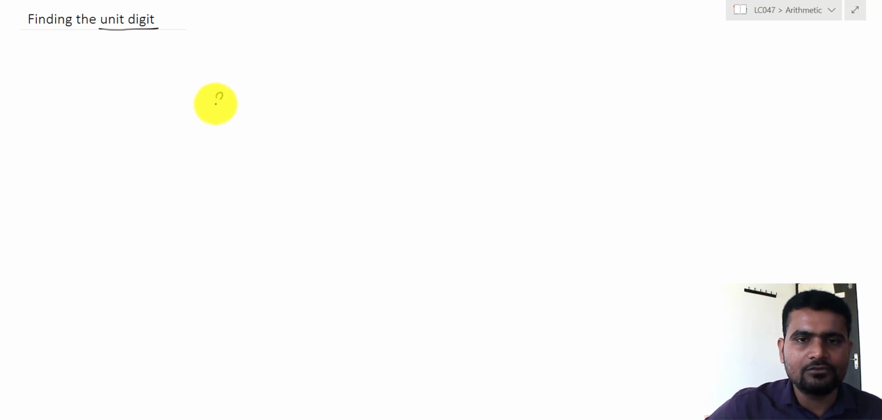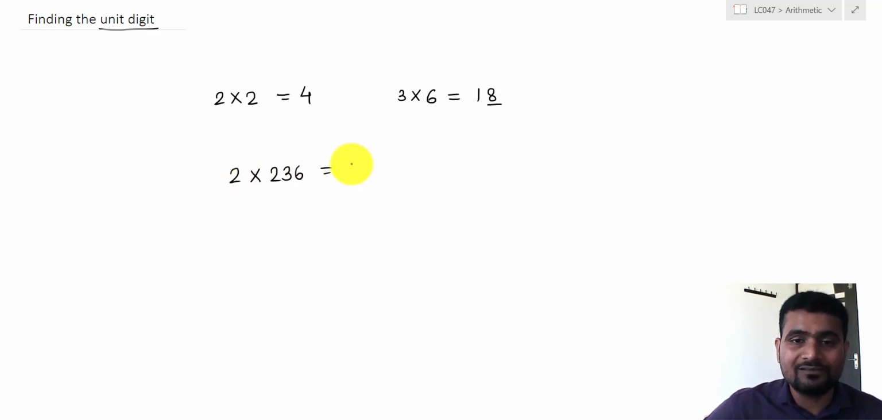Like if I tell you, what is the unit digit of 2 into 2, you will say it is 4. If I tell you what is the unit digit of 3 into 6, the product of 3 into 6 is 18, but the unit digit of 18 is 8. If I tell you what is the unit digit of 2 into 236, you can tell that the total answer will be 472, but the unit digit will be 2 only.